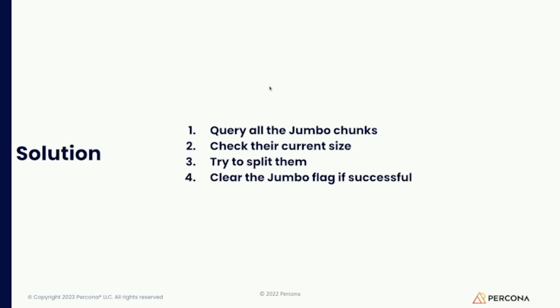So the idea would be to query, but in this case, we don't have to go through all of the chunks. We can just query for the ones that have the jumbo true property. We can check their size again with the data size command and try to split them if possible. If we were successful, then we just go ahead and clear the jumbo flag.